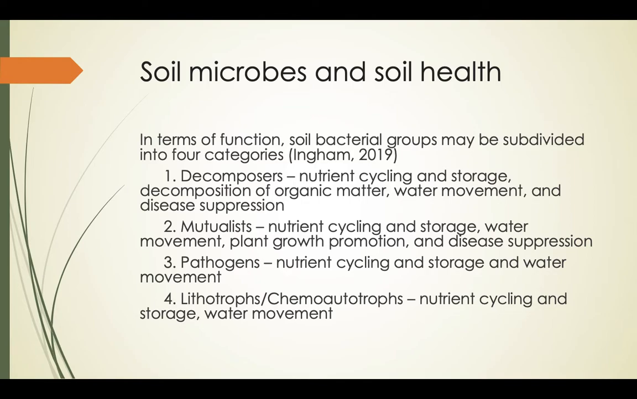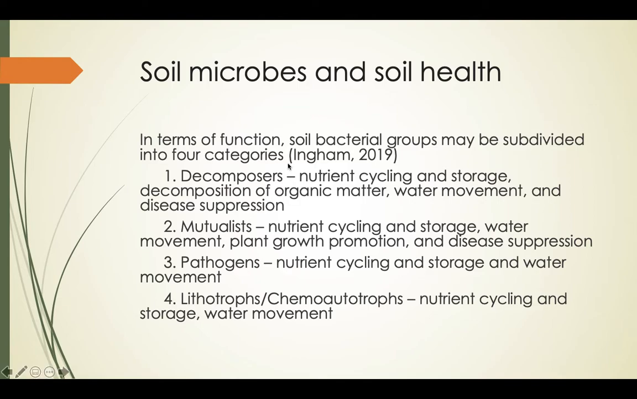And then we also have lithotrophs or chemoautotrophs. This group obtains their energy from compounds such as nitrogen, sulfur, iron, or hydrogen instead of carbon compounds. Instead of organic compounds, they get it from those inorganic ones. Some of these lithotrophic or chemoautotrophic species are also important in nutrient cycling, especially nitrogen cycling.